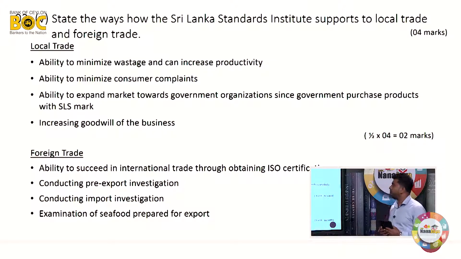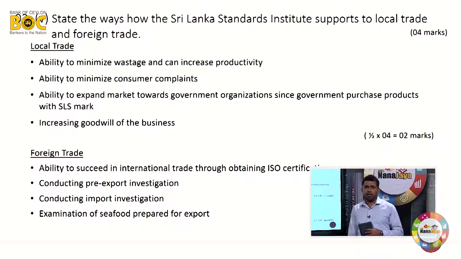Ability to expand market towards government organizations, since the government purchases products with SLS mark. You know, the government always tries to purchase quality goods. In Sri Lanka, they always try to purchase goods with SLS mark. So they can expand the market towards public sector organizations. Increase in goodwill of the business: by selling quality goods with SLS mark they can increase their image.